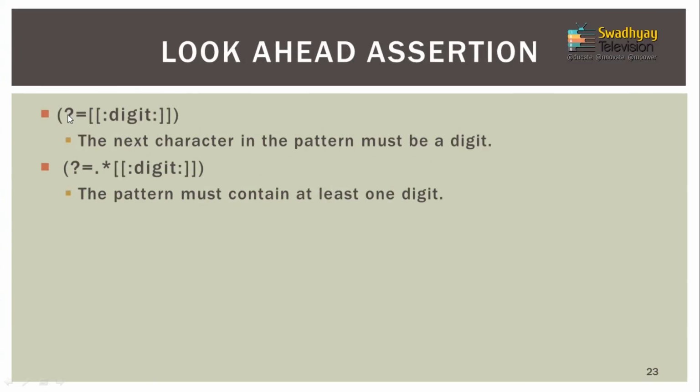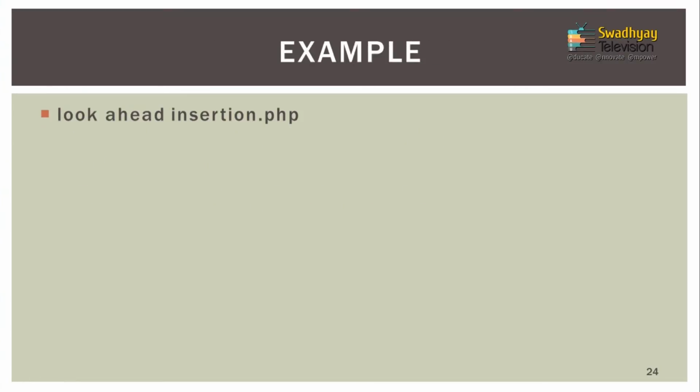You can use, for example, question mark equal to and the digit class, which means the next character in the pattern must be a digit. If you type question mark equal to dot and star, that means the pattern must contain at least one digit. More than one is okay, but there must be a minimum of one digit.